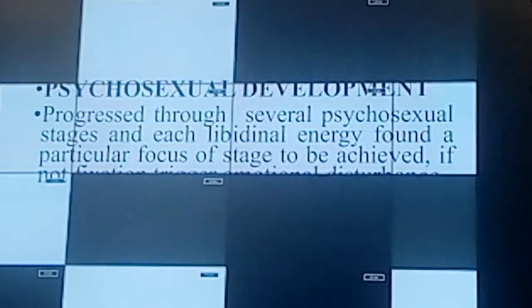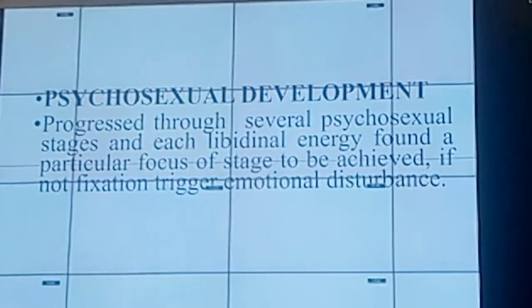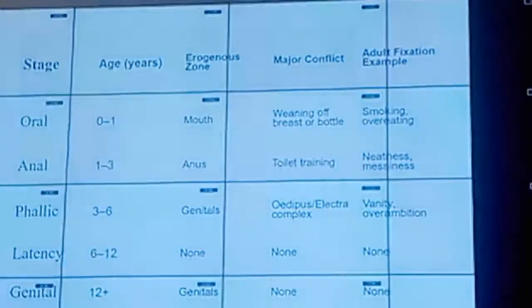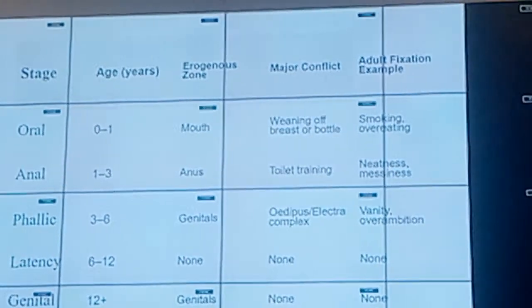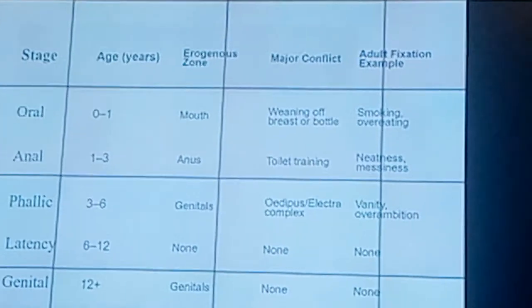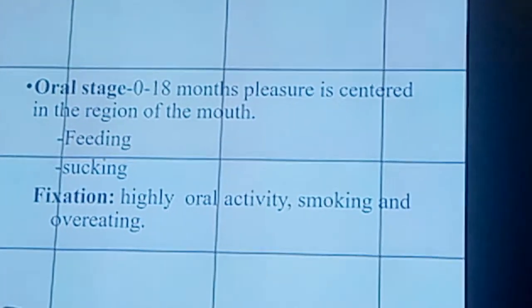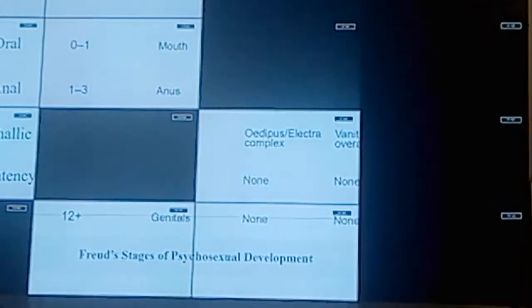So if that one is not achieved, there's a fixation or emotional disturbance that will come up, and sometimes it could go up even into adulthood. And this is very, very clear. We are seeing it. It's there. We cannot deny. This is the summary of our notes concerning this. In the interest of time, yeah. We still have some time, right?